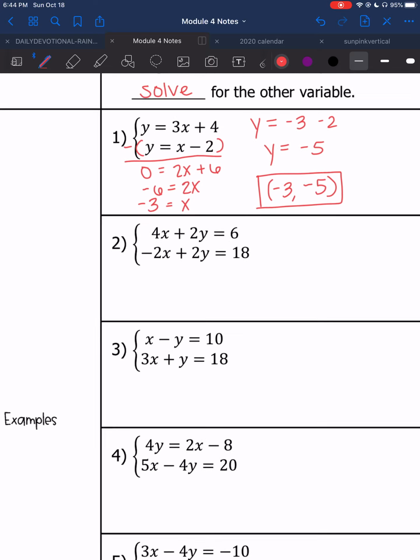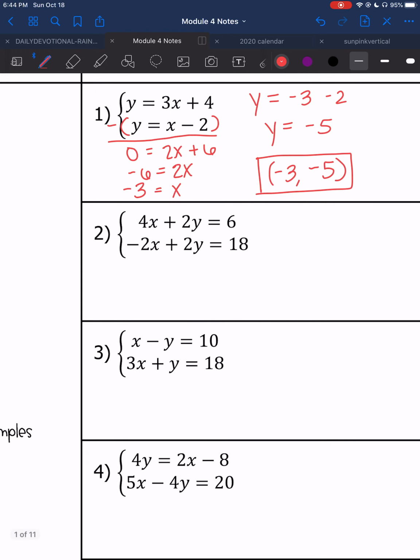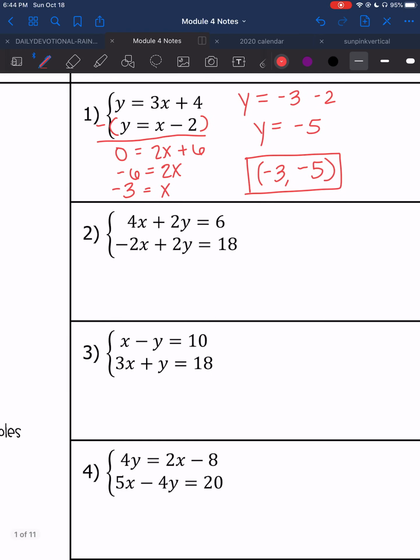All right, moving right along, I have here 4x plus 2y equals 6 and negative 2x plus 2y equals 18. So once again, my two y's, they're lined up, so I don't have to do anything. My two y's are the same, so I'm going to subtract. So 4x minus negative 2x gives me a 6x. Those go away. 6 minus 18 gives me negative 12. So then divide by 6, and x is equal to negative 2.